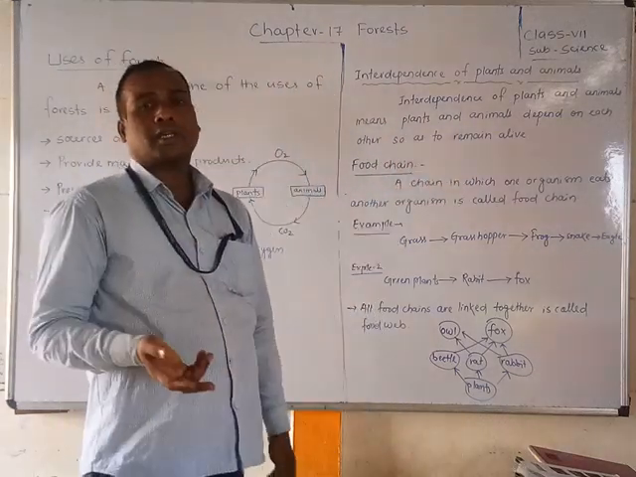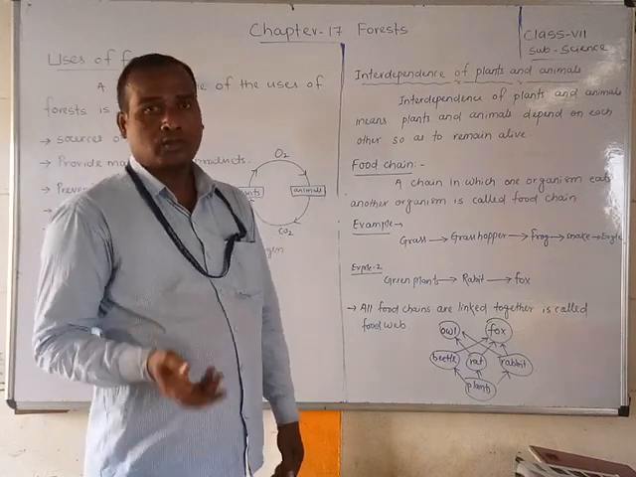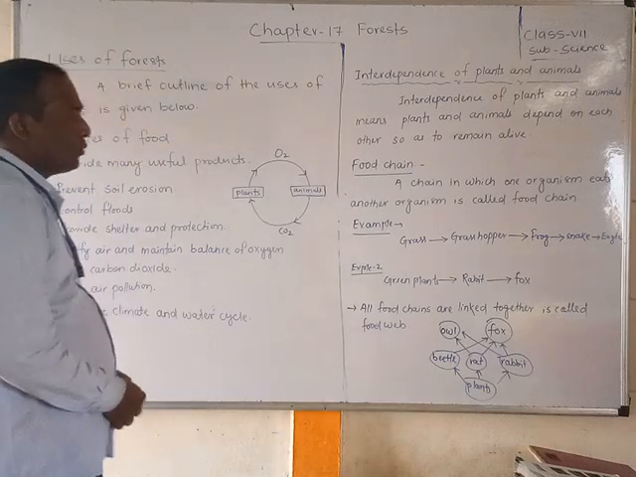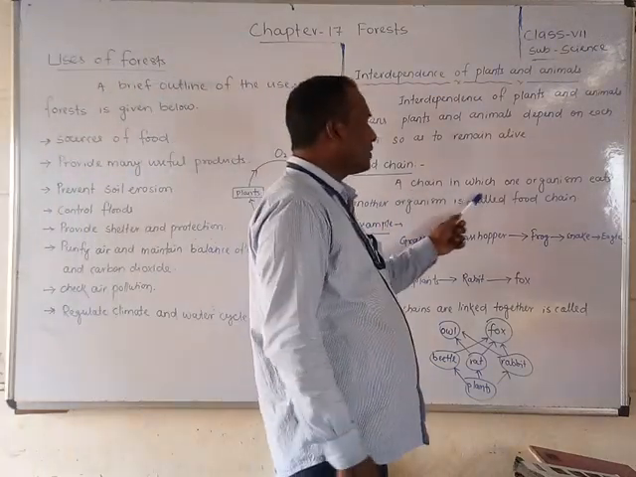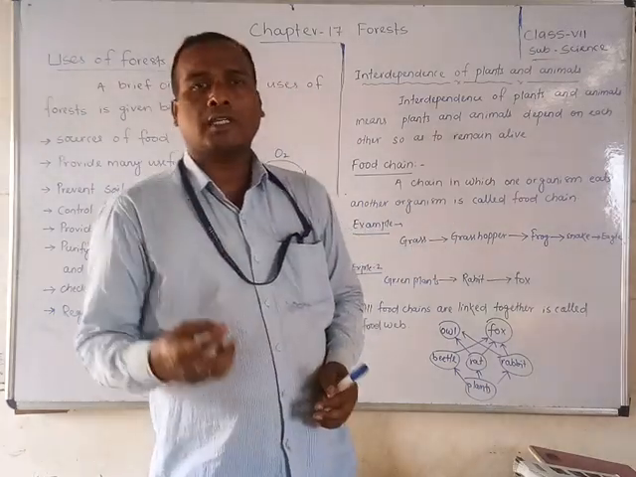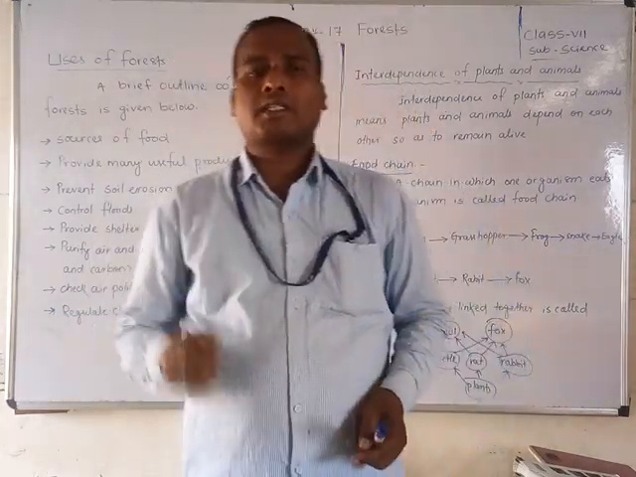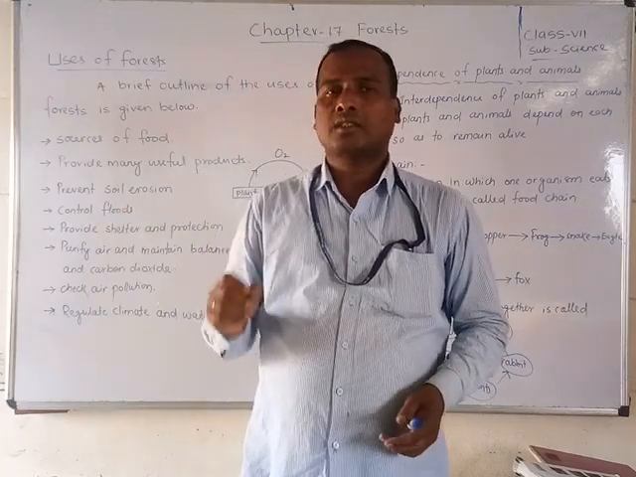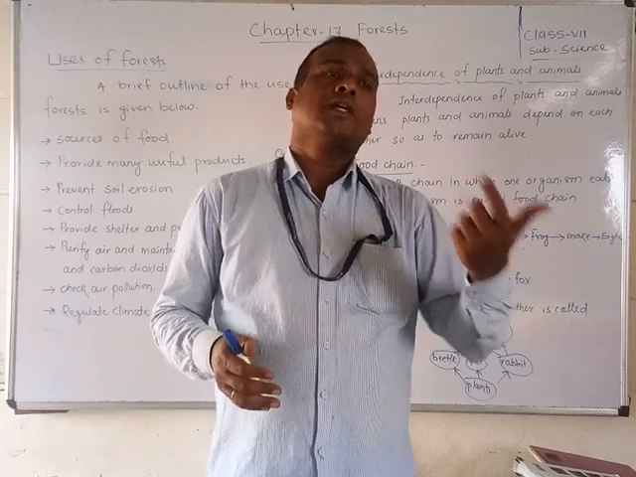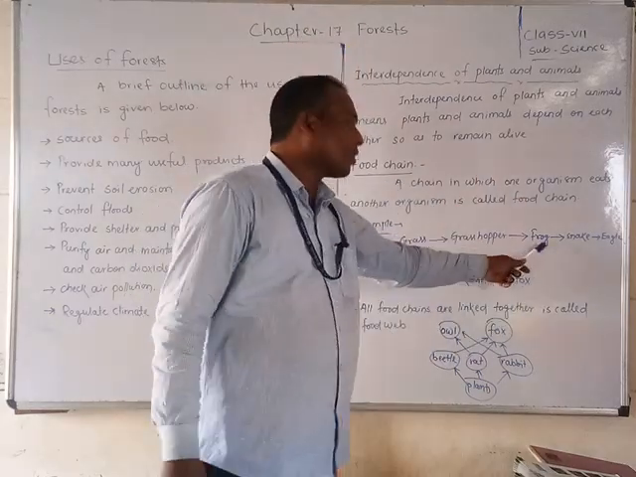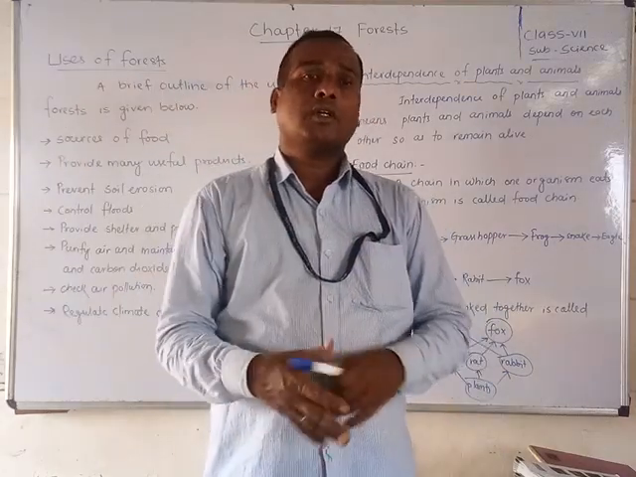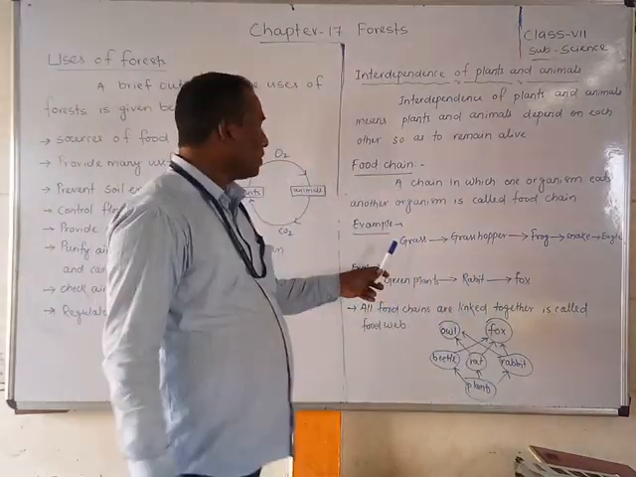Like that, see the food chain. A chain in which one organism eats another organism is called a food chain. Suppose a grasshopper, an insect, eats grass. That is a food chain. The grasshopper is eaten by the frog, the frog is eaten by the snake, and the snake is eaten by the eagle. So these are linked in a food chain.